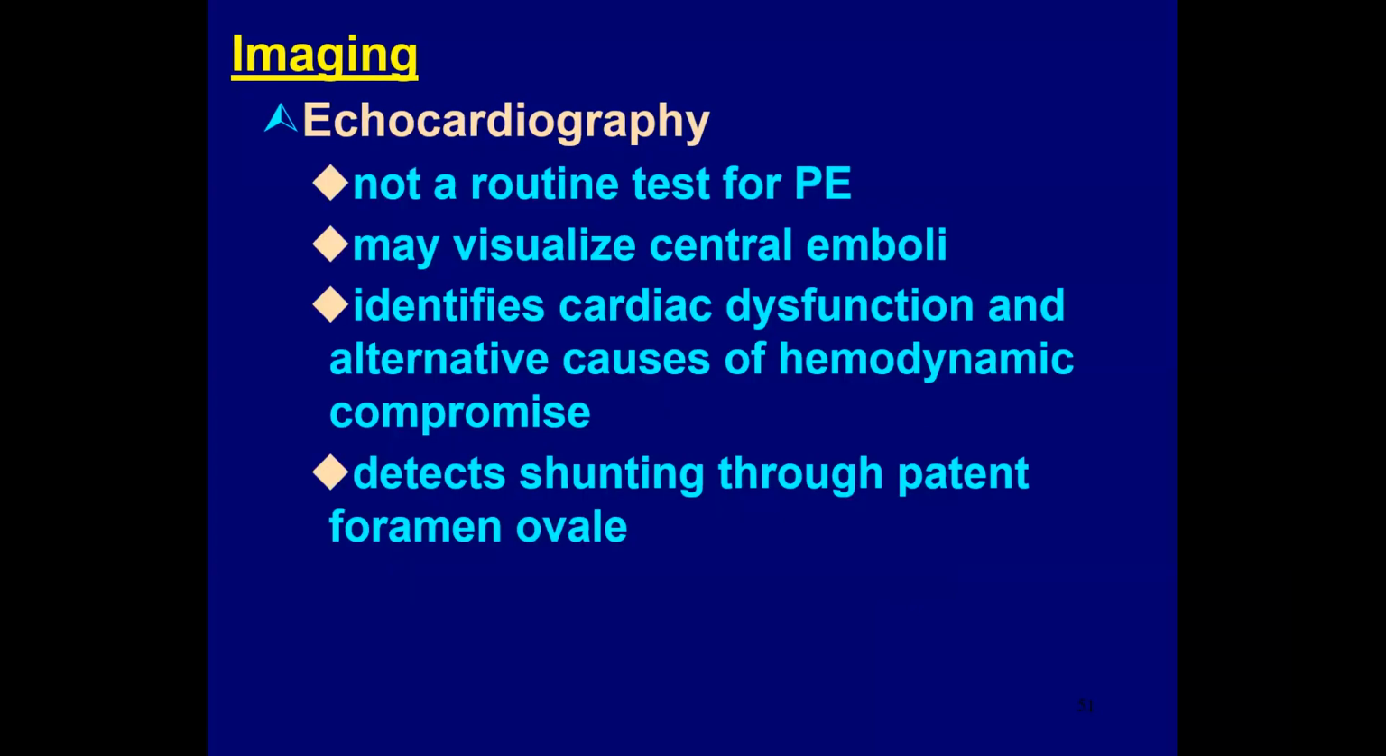Another one that can be done is the echocardiograph. It is not a routine test for PE. However, it may visualize central emboli, and it also can identify cardiac dysfunction and alternative causes of hemodynamic compromise. An echo will detect shunting through a patent foramen ovale, or again, atrial septal defect.